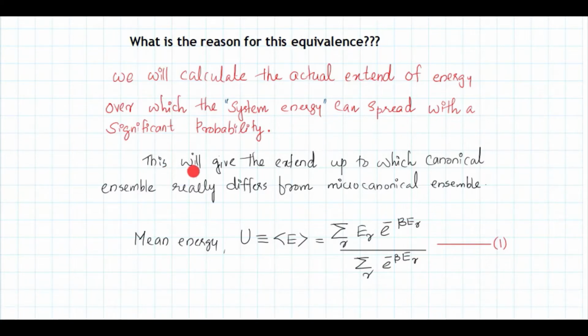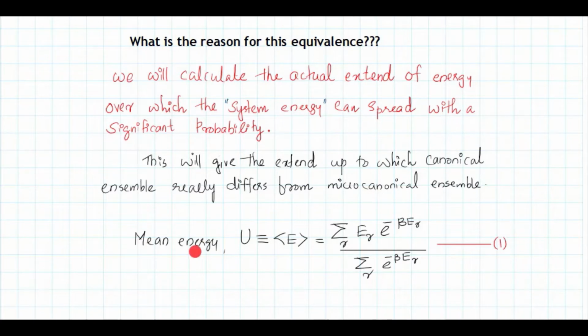Now, the extent up to which this energy can spread gives you a measure of the extent up to which canonical ensemble really differs from microcanonical ensemble. If the spread of energy is very large, then the deviation of canonical ensemble results compared to microcanonical ensemble will be large. So that spread will give you the extent up to which canonical ensemble really differs from microcanonical ensemble. So that is our idea.